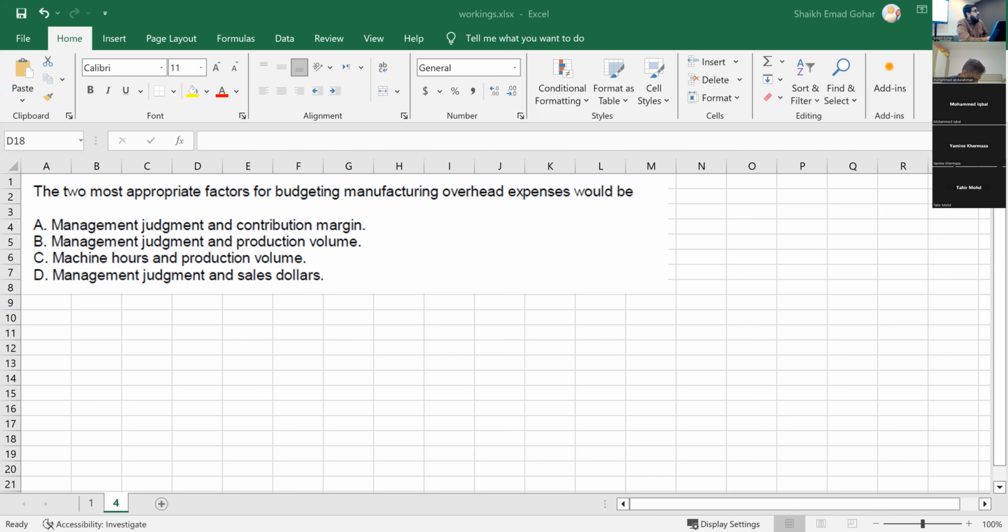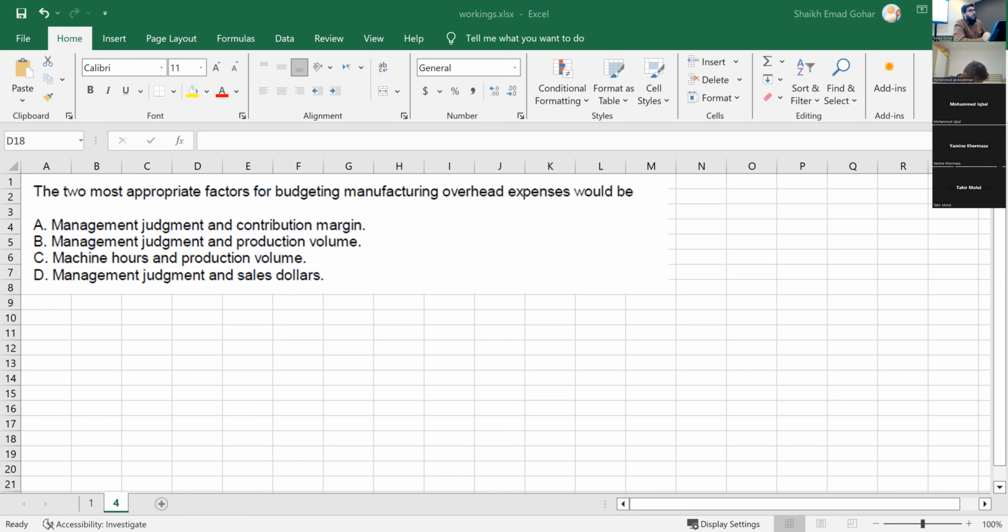Or how many supervisors do I need? Because supervisor salary is indirect, as the supervisor is not directly involved in production, just supervising. So you want to budget these overheads. Also, they didn't mention specifically whether it is fixed or variable. Electricity bill, all these things you want to budget. Now, what is the factor which will come when you are budgeting these expenses? This is the question.